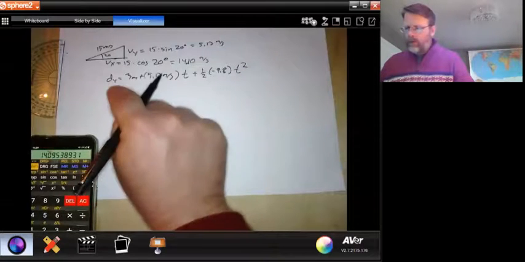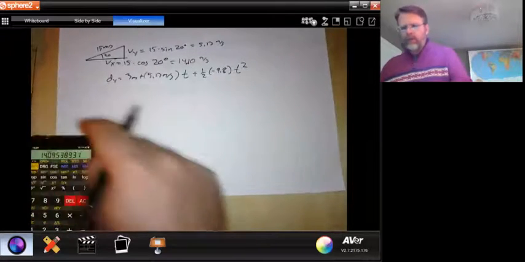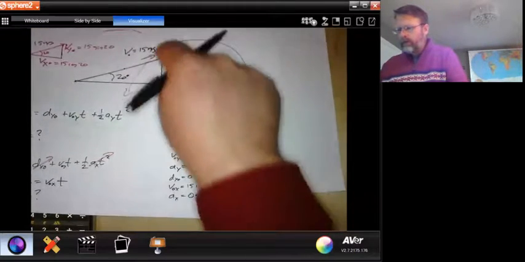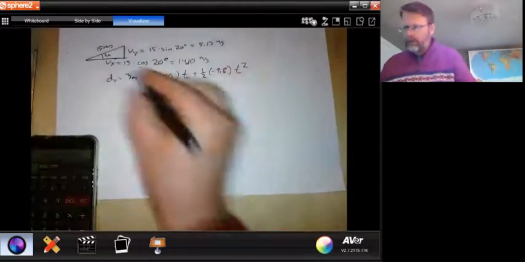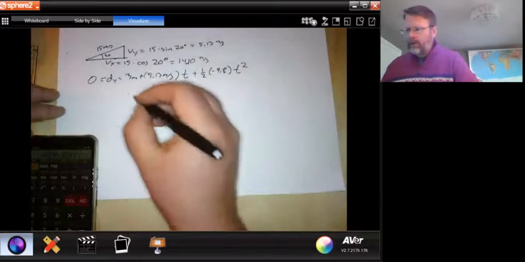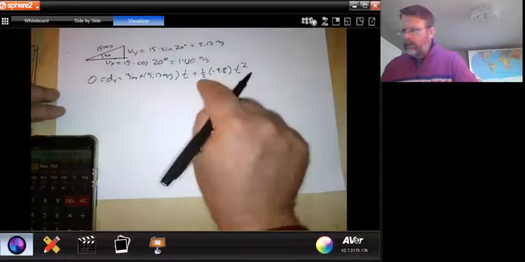Now, what was our final y displacement? We end up at 0 in y. We started off at 3, we end up at 0. So that's going to set us equal to 0, which is nice because now we have something that looks a lot like the quadratic formula.